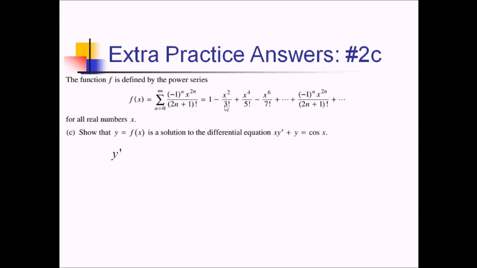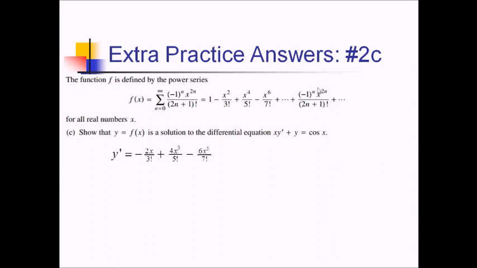Derivative of negative x squared over 3 factorial, that's going to be 2 over 3 factorial times x, and we'll have a negative for that, so negative 2x over 3 factorial. Next we've got plus 4x cubed over 5 factorial, and then minus 6x to the 5th over 7 factorial, and so on and so forth, and we'll do the general term just to be on the safe side.